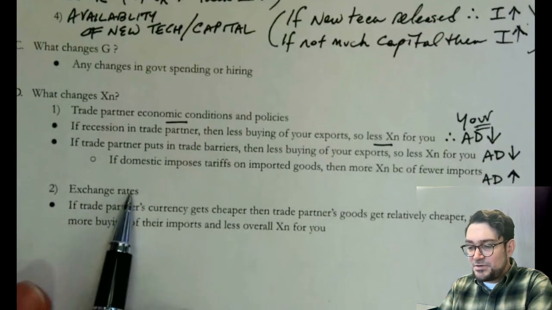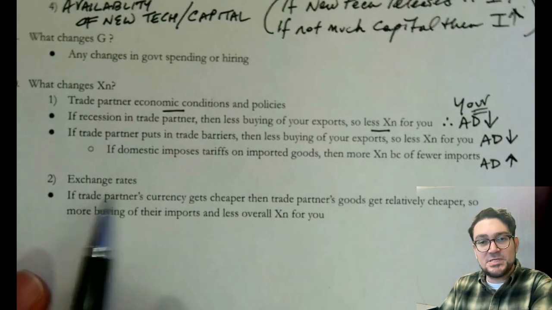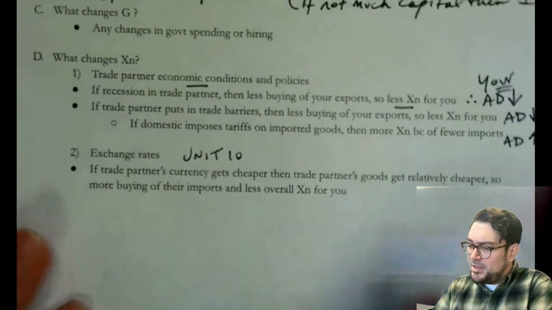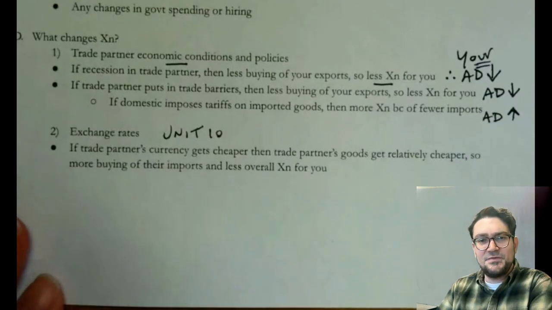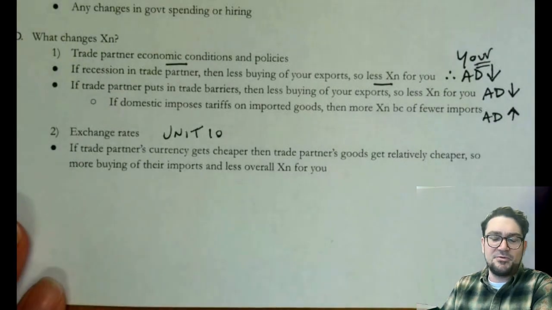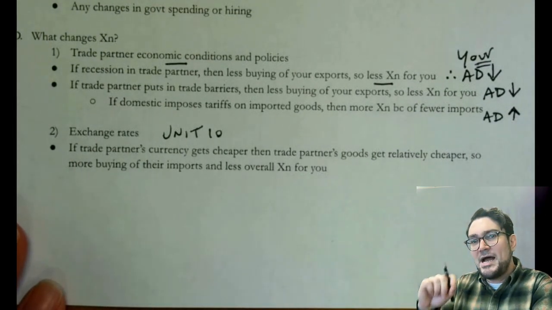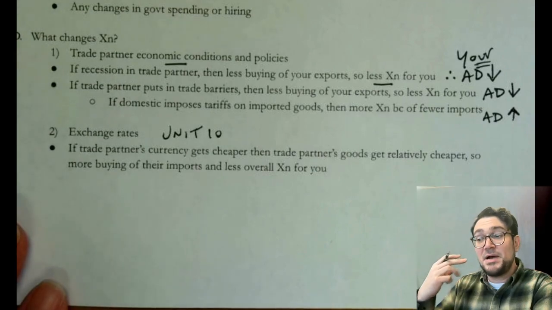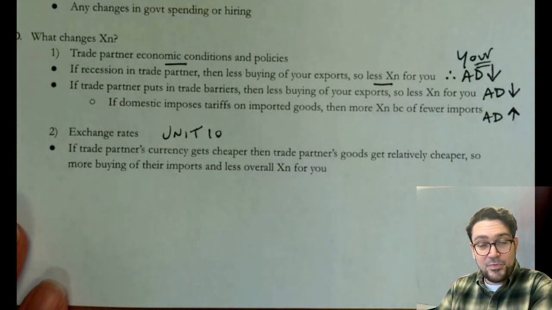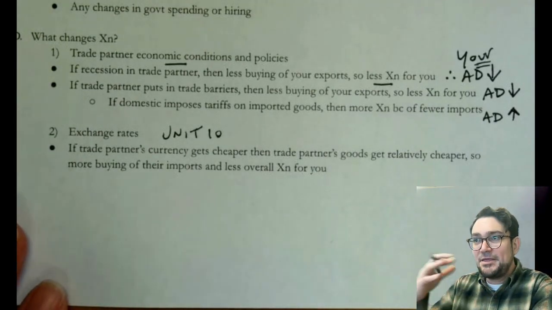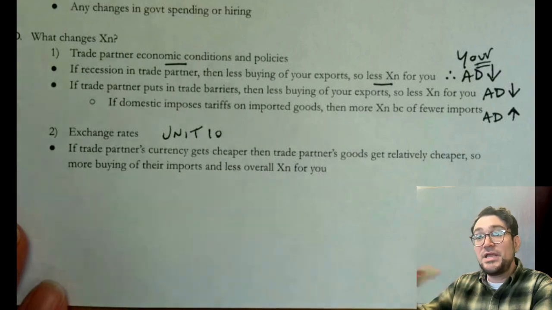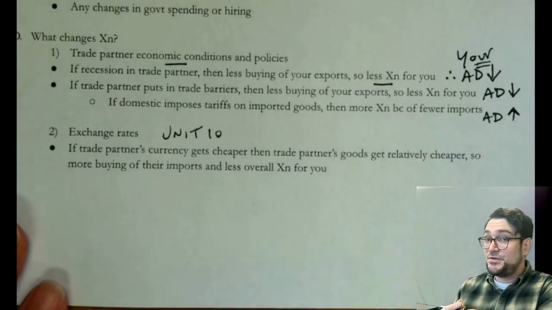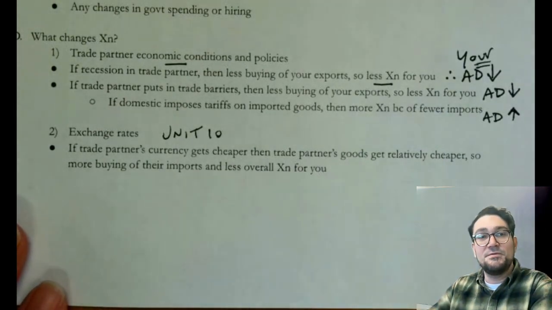The second feature of XN is going to be exchange rates. This is probably the toughest one. We're going to return to this one in Unit 10. But in short, when we go to buy something from another country, if we can buy their currency for cheaper, then by extension you can buy their goods and services for cheaper. So if you are paying them in a currency and you can get more of that currency with your own, meaning their currency has become cheaper relative to yours, then you can buy more of their stuff.